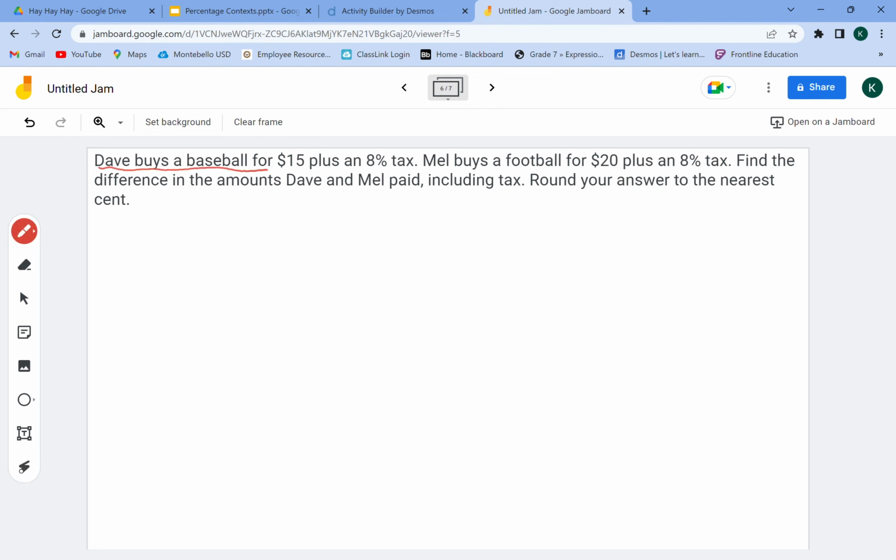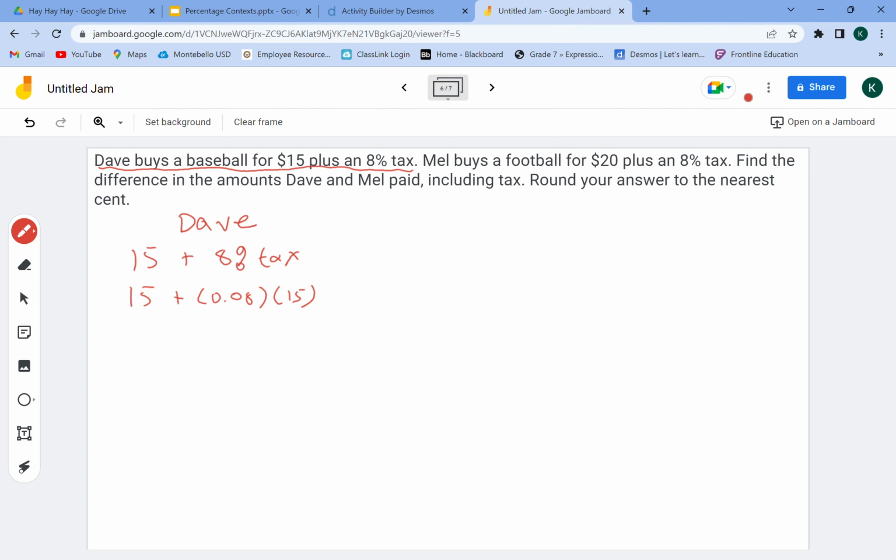So we have what Dave bought. We're going to focus on Dave first, so I'm going to write here Dave. We know that it's $15 plus an 8% tax. So how do I find this 8%? I have 15 plus, and to do this I'm going to change the percent to a decimal, as you did on your Khan Academies and Mathia workspaces. So I'm going to have 0.08 times the amount, which is $15, because I'm trying to find out what 8% of 15 is.